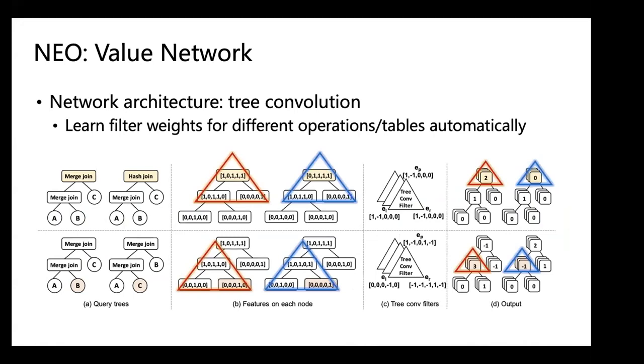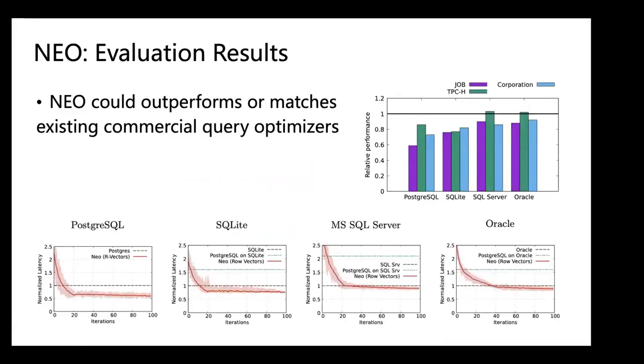For example, in the upper example, merge join and hash join have different encodings, and then they will have different weights. In the lower example, for the different join orders AB or AC, we can also learn different weights by using tree convolution, which learns filter weights for different operations and tables in an automatic way. From experimental evaluations, we found that Neo could outperform or match existing commercial query optimizers or open source query optimizers with enough training.